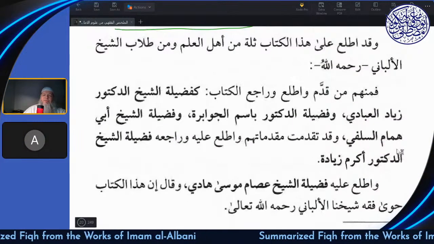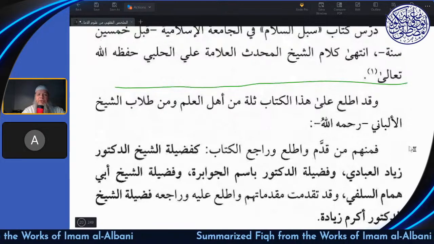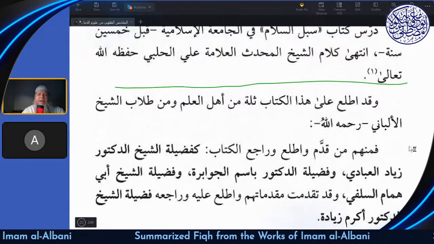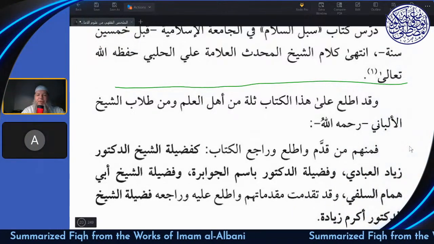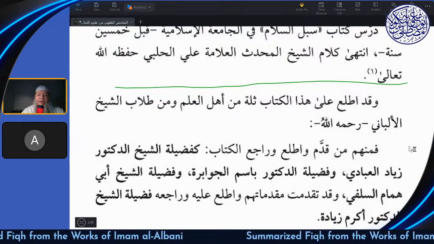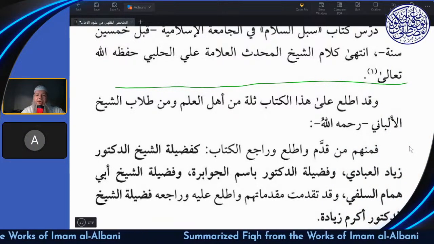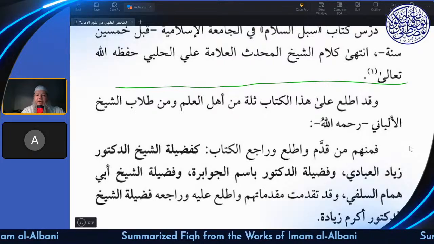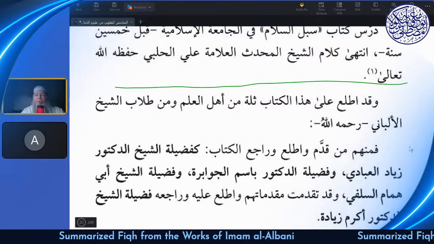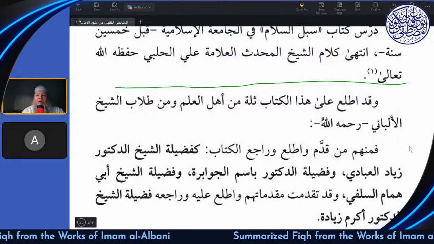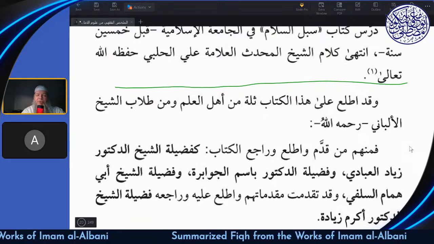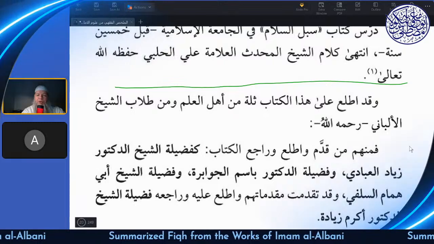Inshallah, we continue. It says, "A group of people of knowledge have reviewed this book, and from the students of Sheikh Al-Albani, may Allah have mercy on him." I'm reading it again because your voice is kind of in and out. A group of people of knowledge, and from students of Sheikh Al-Albani, have reviewed this book.